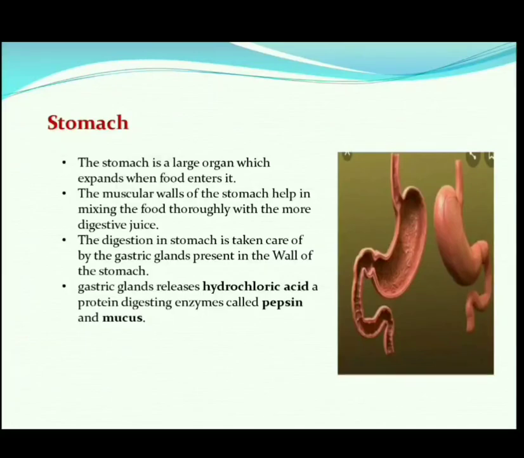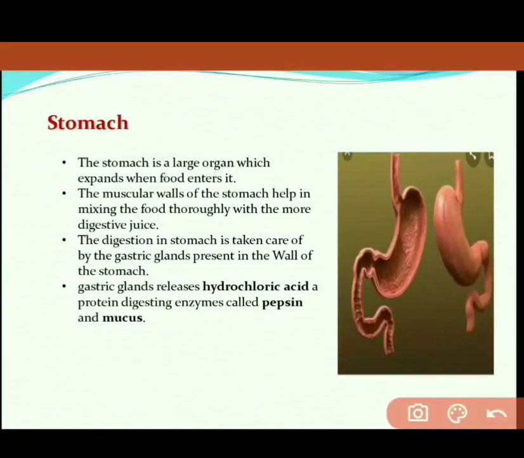The stomach is a large organ which expands when food enters it. The muscular walls of the stomach help in mixing the food thoroughly with the digestive juices. The stomach's gastric glands secrete juices such as hydrochloric acid, pepsin, and mucus. So what is hydrochloric acid? You have already learnt about this. This is a strong acid, right? Yes. Now let's see the functions of all these gastric juices one by one.